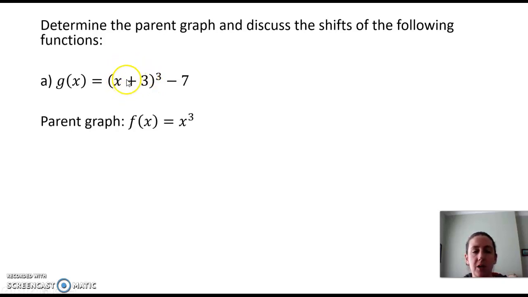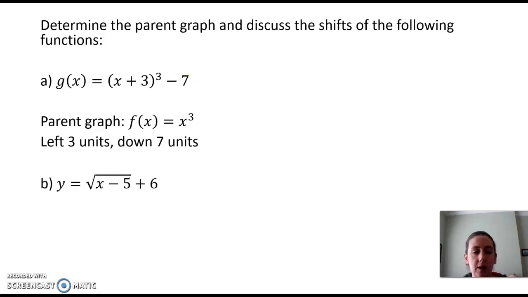Inside the function is going to be your horizontal shifts. Remember, adding goes left and subtracting goes right. And outside the function is going to be your vertical shifts. Remember, adding goes up and subtracting goes down. So since we're adding 3, that tells us we're going to go left 3 units, and we're subtracting 7 means we're going to go down 7 units.